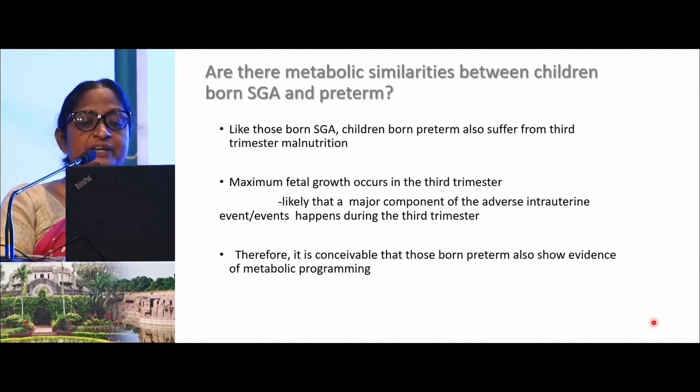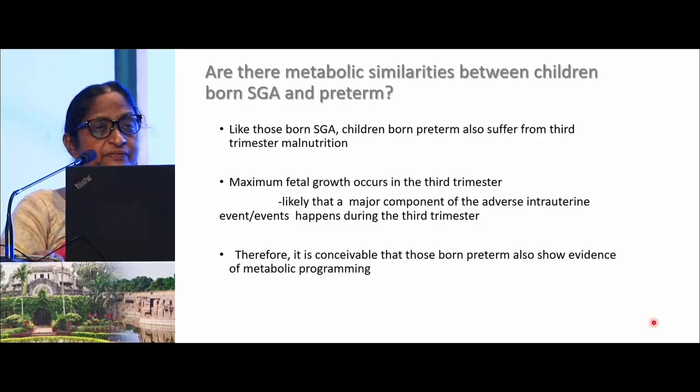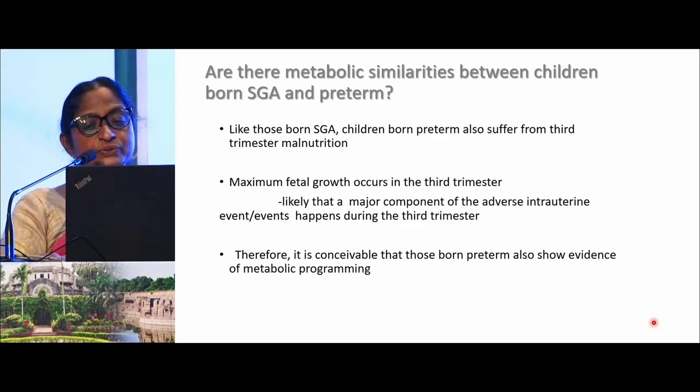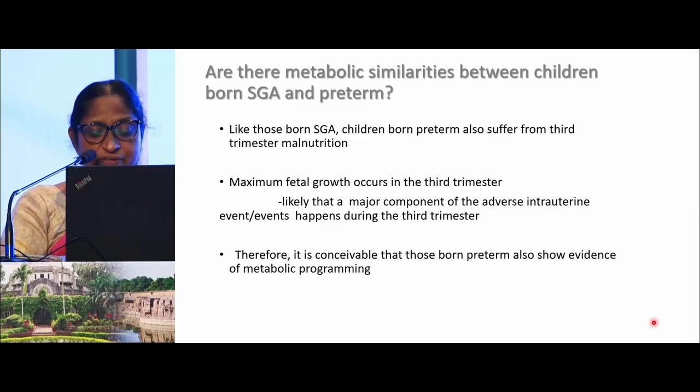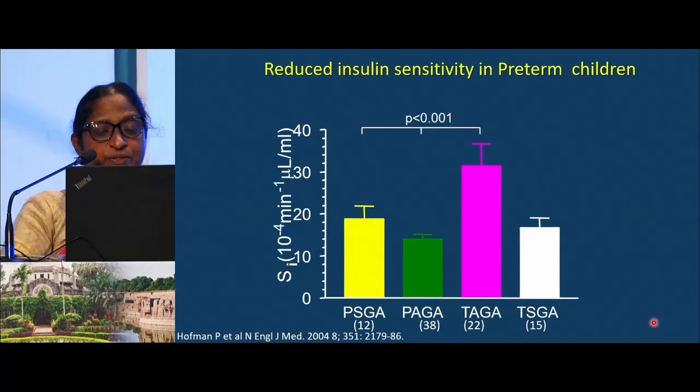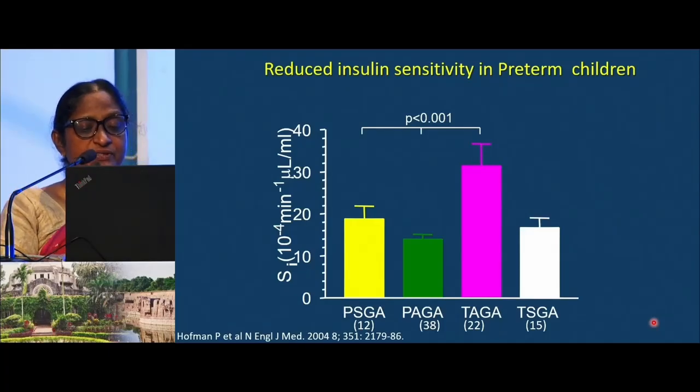Are there metabolic similarities between children born low birth weight and those born preterm? We know that maximum fetal growth occurs in the 3rd trimester. So a major component of the adverse intrauterine event can happen during the 3rd trimester. So like those born SGA, children born preterm also suffer from 3rd trimester malnutrition. Therefore, it is conceivable that those born preterm also show evidence of metabolic programming. Paul Hofman's group from Liggins Institute demonstrated this in 2004.